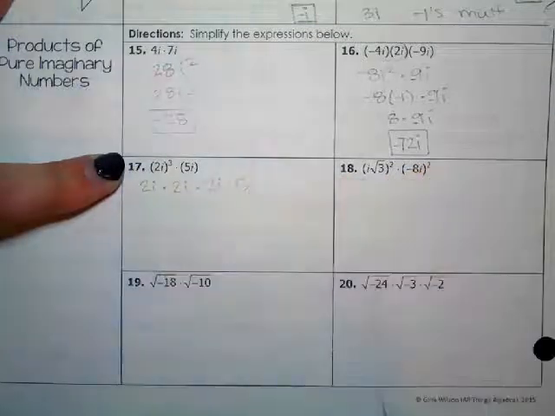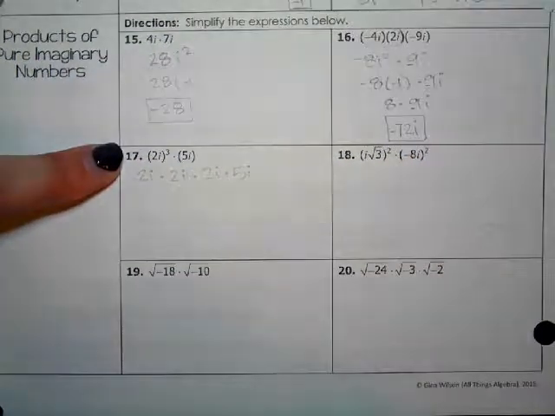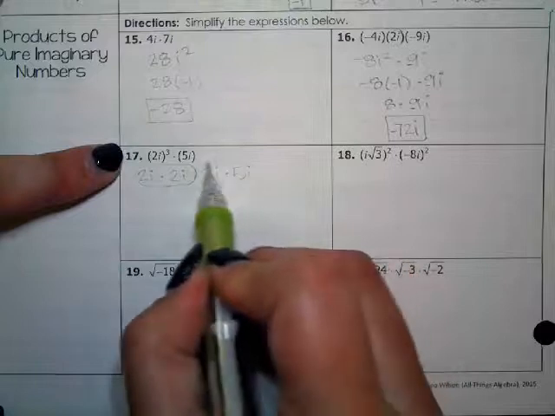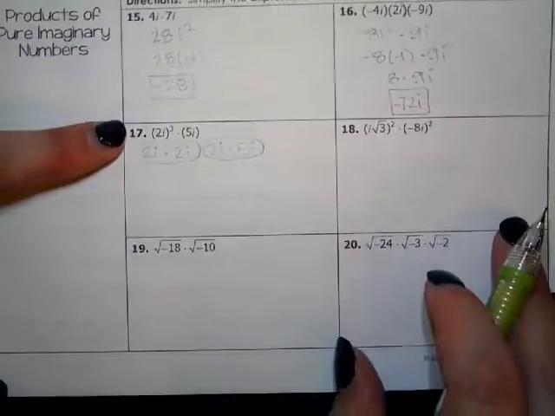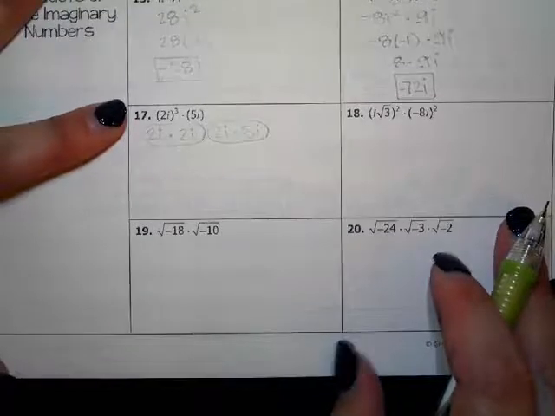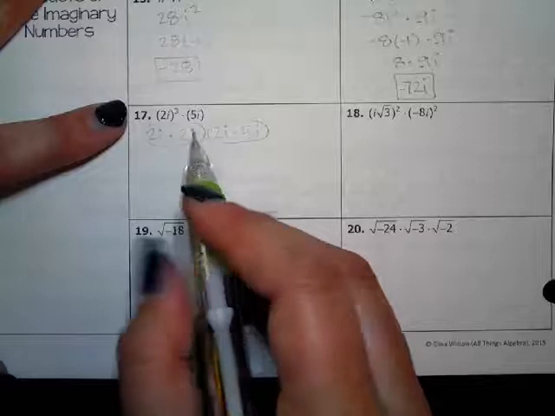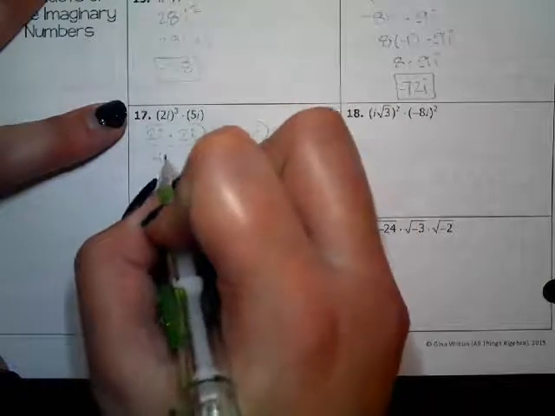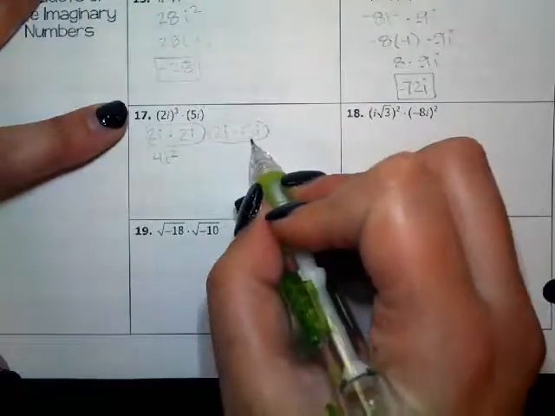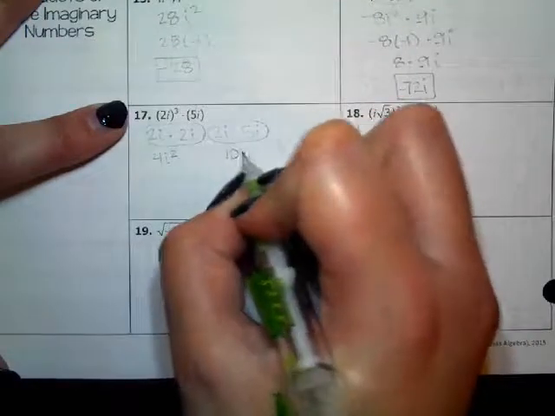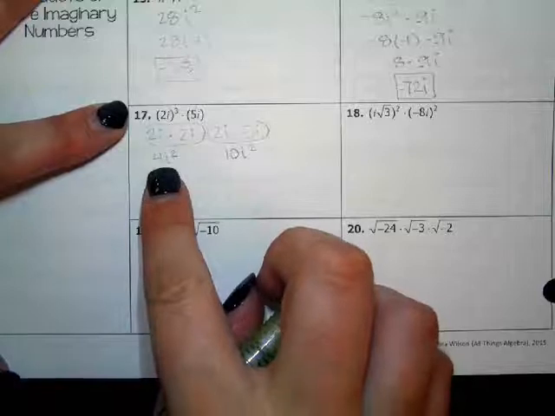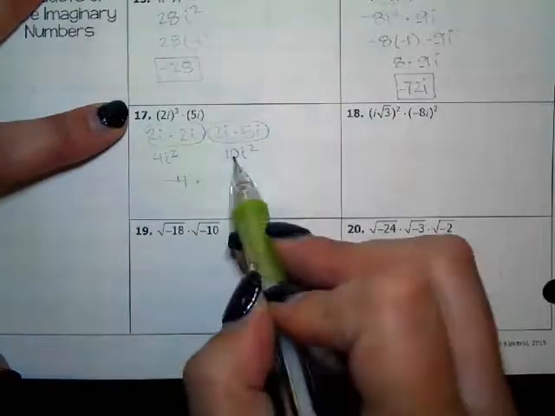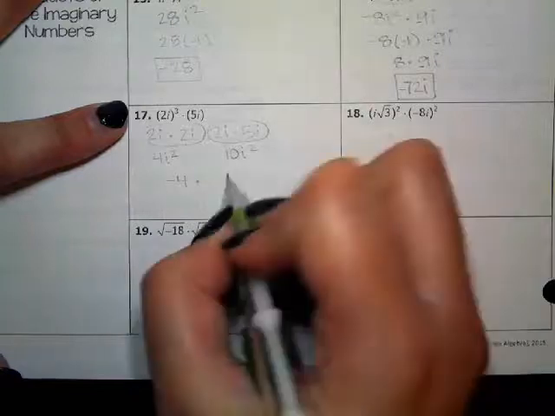Okay, here's what I'm going to do. I'm going to multiply these 2 together, and I'm going to multiply those 2 together. See how tricksy I'm being? All right, 2i times 2i is 4i squared. 2i times 5i, 10i squared. Okay. What is 4 times i squared? Negative 4. What is 10 times i squared? Okay. And then negative 4 times negative 10.